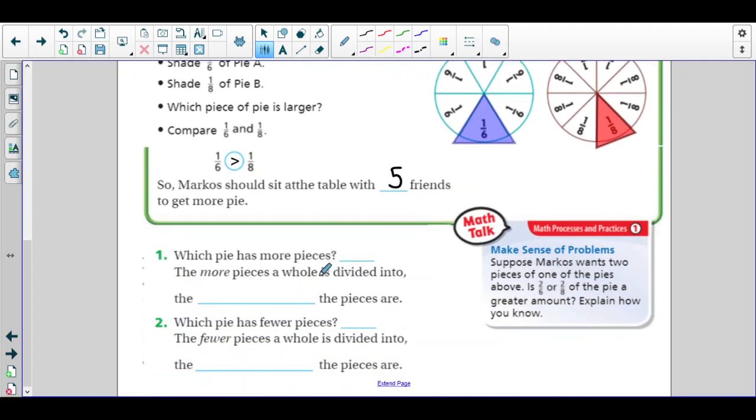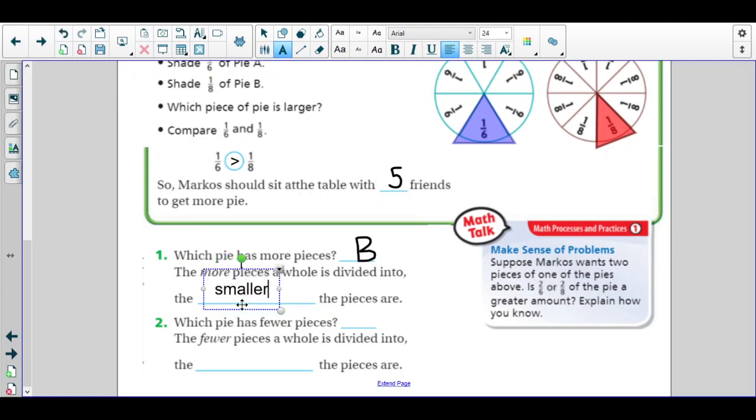All right, so which pie has more pieces? That would be B. The more pieces a whole is divided into, the smaller the pieces are. So which pie has fewer pieces? Well, that's A.